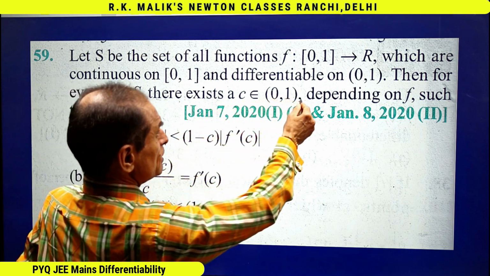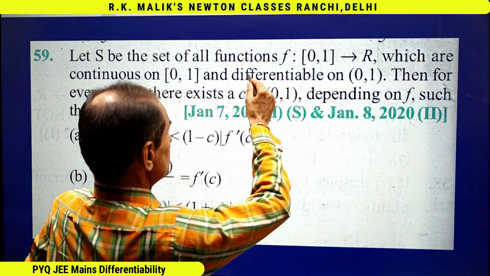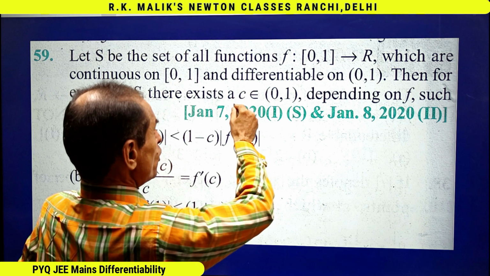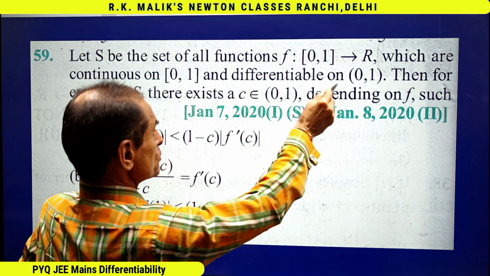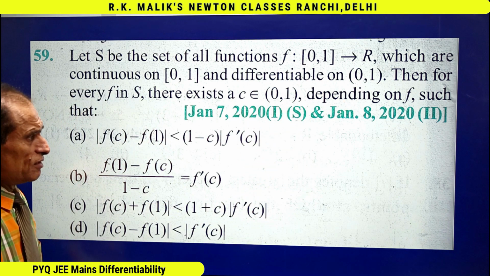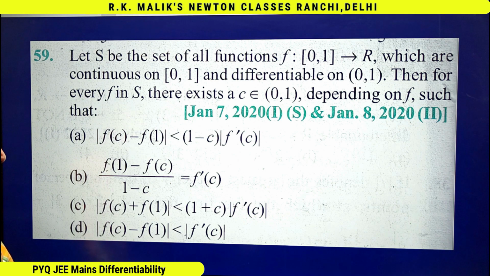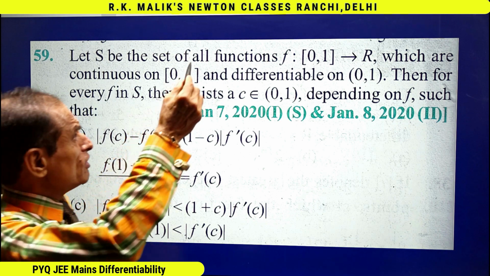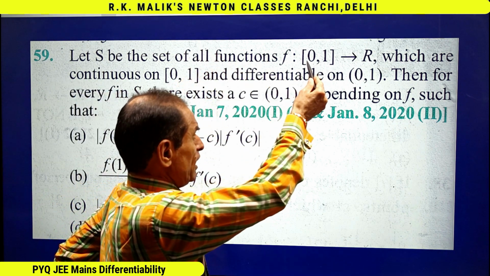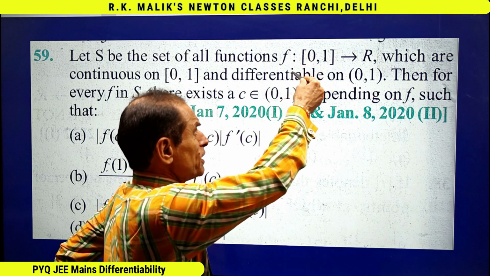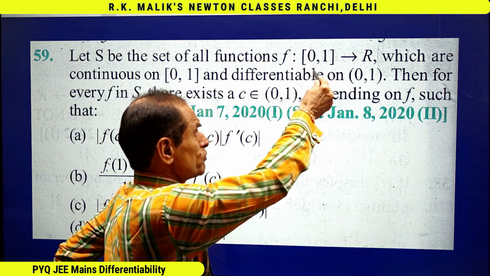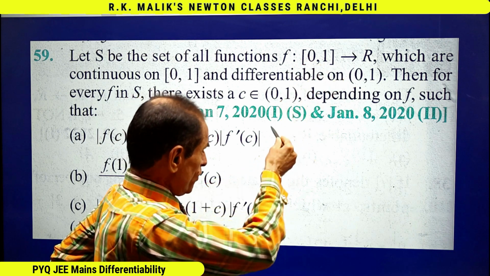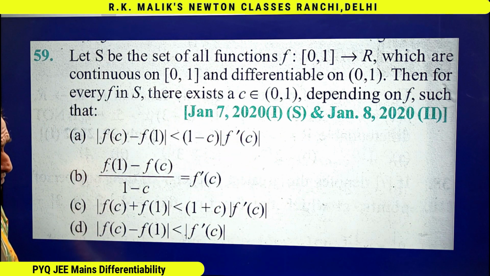When he has said depending upon f, it means according to him the value of C depends upon the function. But I will say this is a wrong question because according to the question, for any function f with domain as closed interval 0 to 1 to R, one of these conditions is surely satisfied.